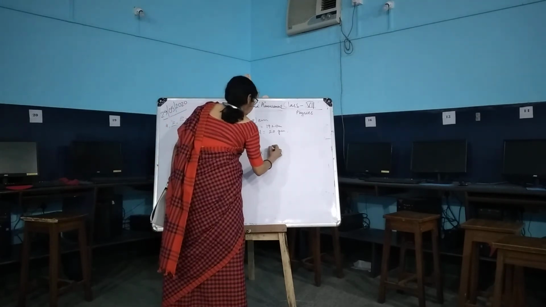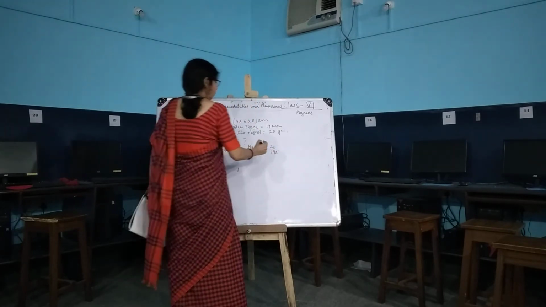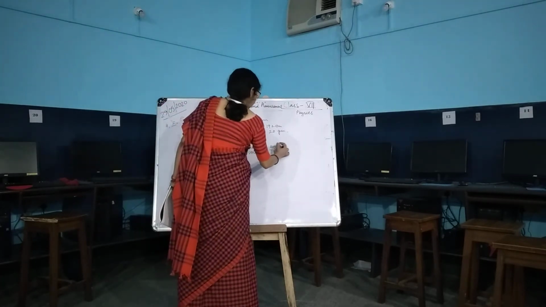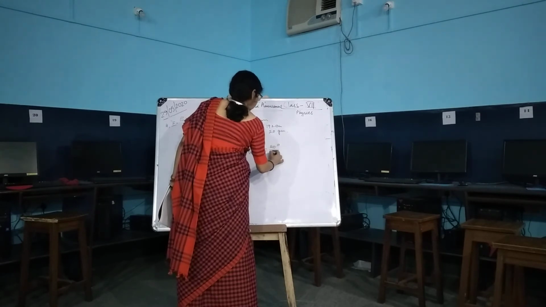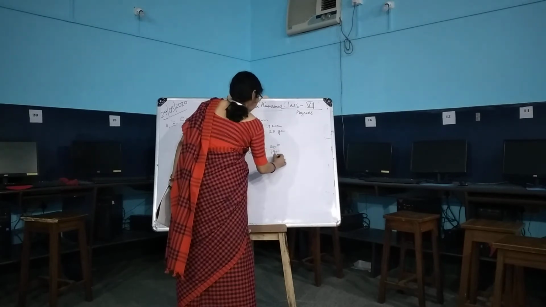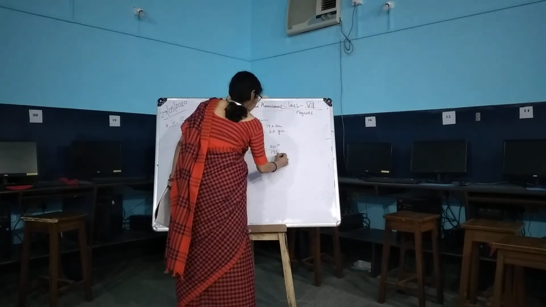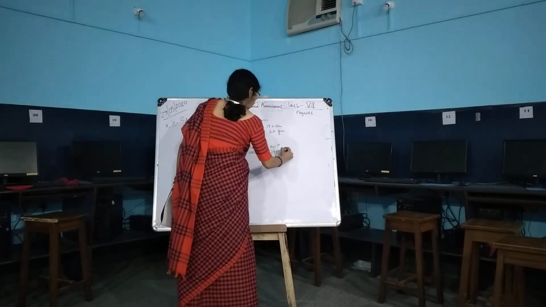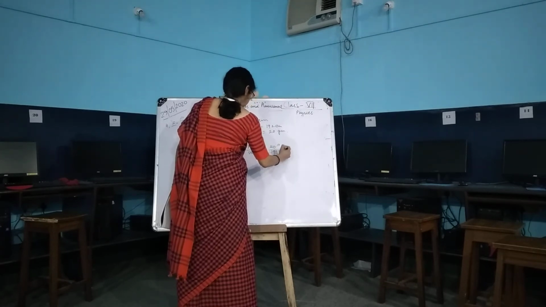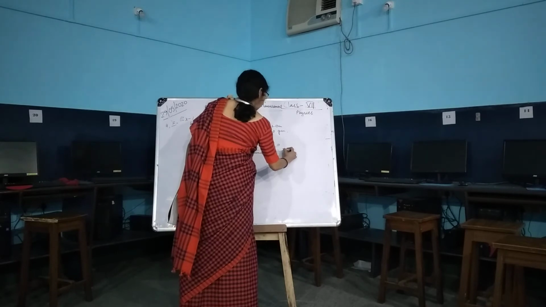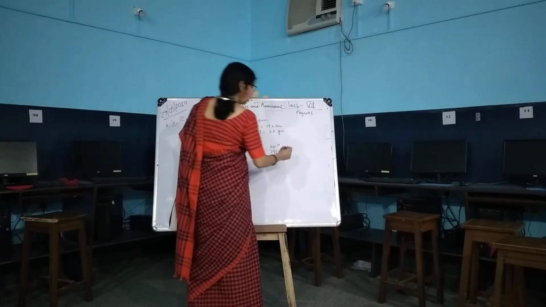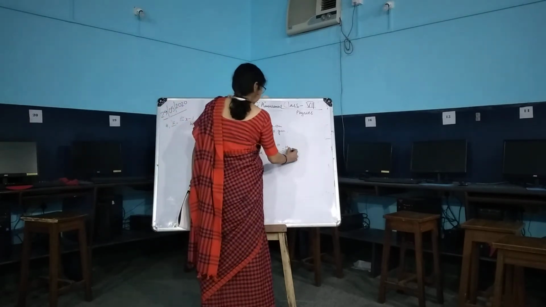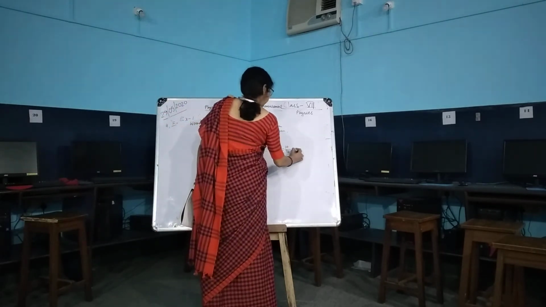To put the value, 20 by 1, we get 10. So here the density is equal to 10 by 96. Then what happened? We have to calculate what the density is.